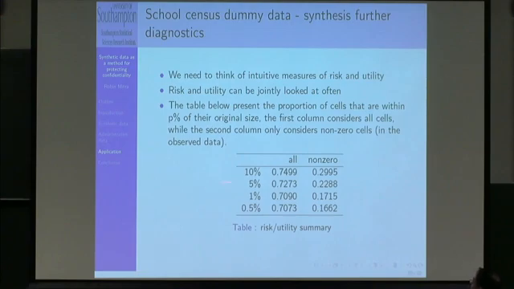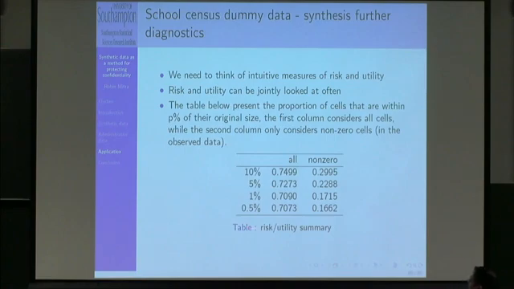So you can see that 75% of cells are within 10% of their original cell size, but when you take out the zeros, because lots of zeros stay zero, you can see that for the non-zero cells about 30% are within 10% of their original cell size. So that's kind of good from a utility point of view.